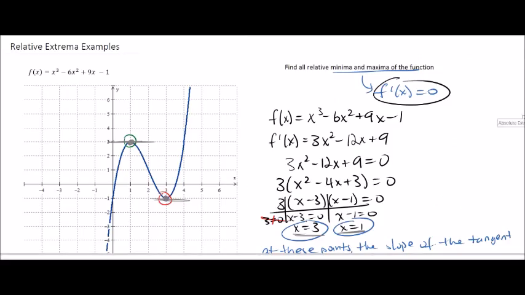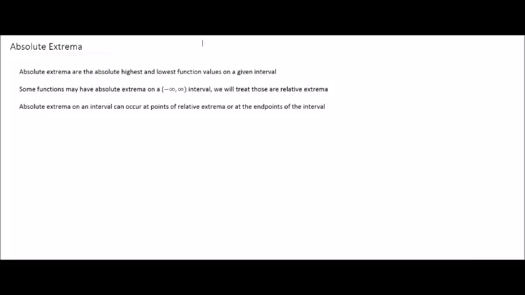So now let us take a look at something called absolute extrema. The absolute extrema are the absolute highest and lowest function values on a given interval, and this is key. We will only be dealing with absolute extrema on an interval. Some functions may have absolute extrema on an all real numbers interval, but we'll treat those as relative extrema. Something like a parabola, where that's the absolute max. You would not be asked to find the absolute maximum of a function without being given some sort of an interval.